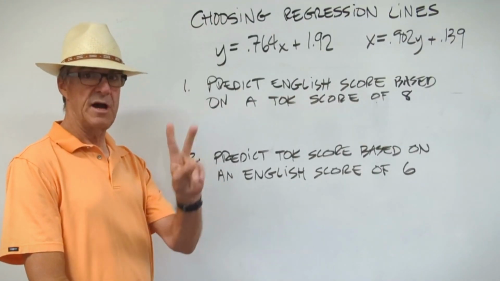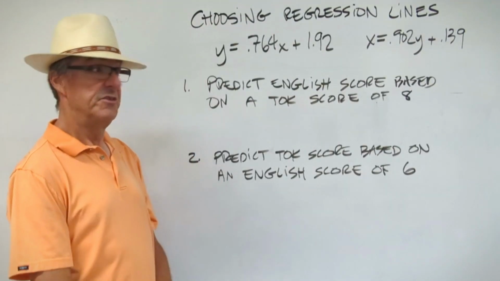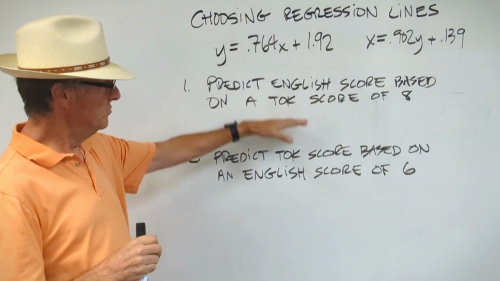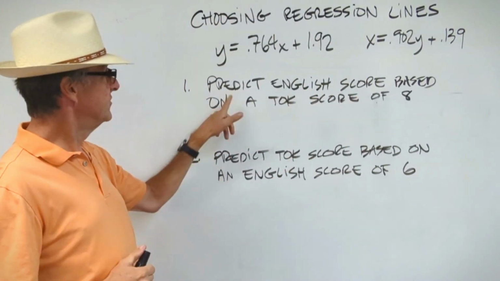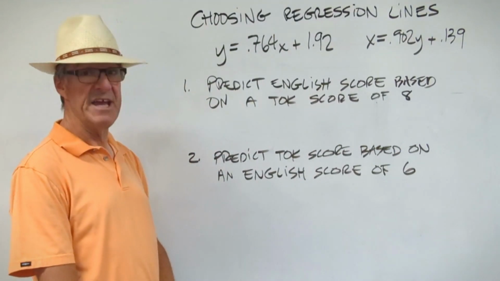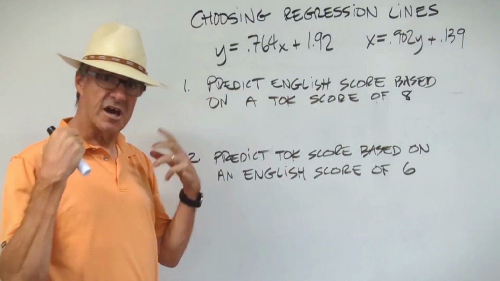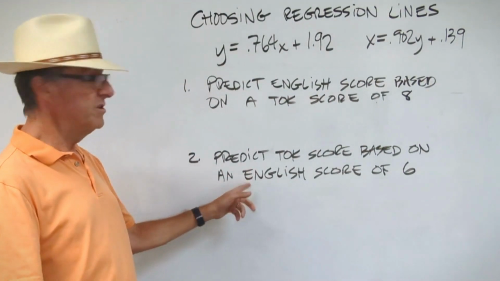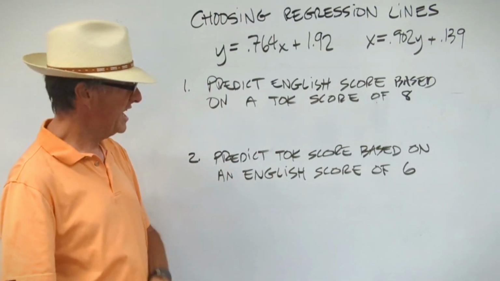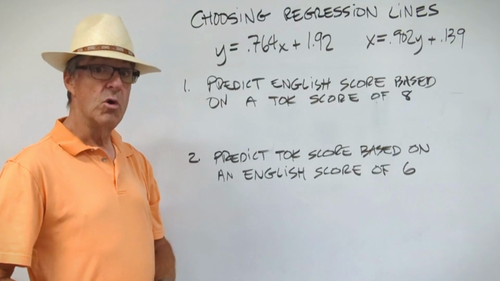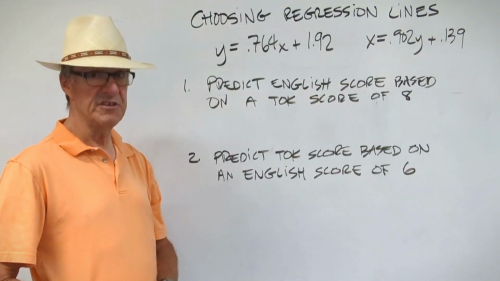All right, two problems, and I'll let you go. So, two prompts here. I want you to pause the video and do both of these and then come back. The first one is: predict the English score based on a TOK score of 8. So this student got a TOK score of 8, and you want to predict their English score. And then this one is going the other way: predict the TOK score based on an English score of 6. So pause the video and do both of those calculations.